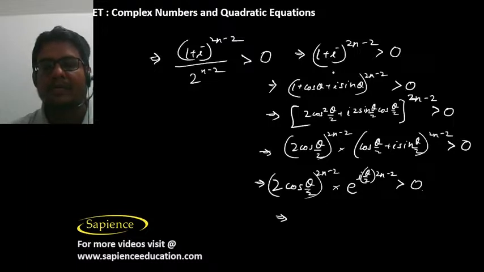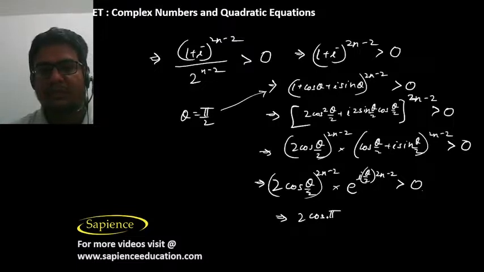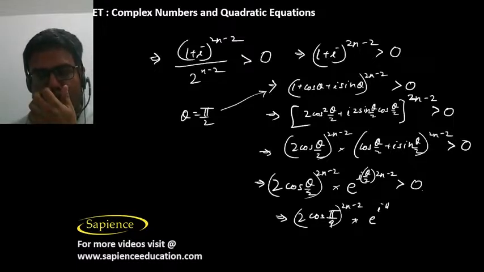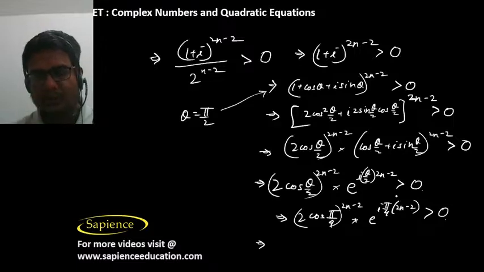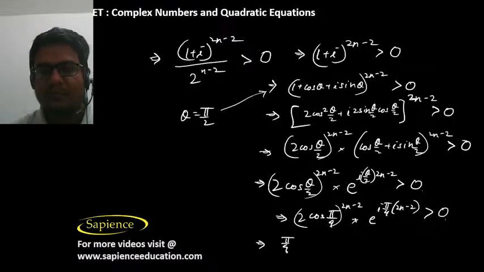Now i is e power i pi by 2, it is cos pi by 2 plus i sin pi by 2. So here theta is pi by 2 actually, theta should be pi by 2. So this is (2 cos pi by 4) power 2n minus 2 into e power i pi by 4 into 2n minus 2, that should be greater than 0. Means that this should be real. Pi by 4 into 2n minus 2 should be equal to 2m pi actually.